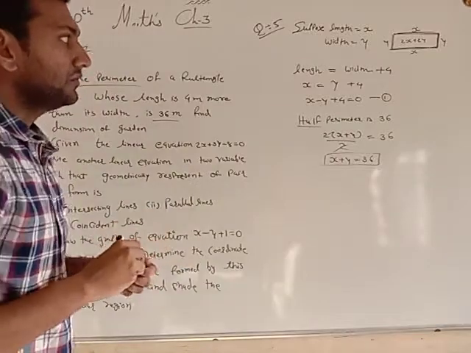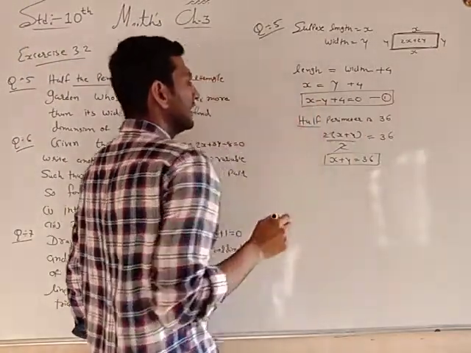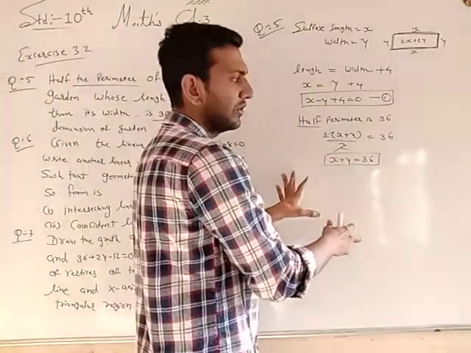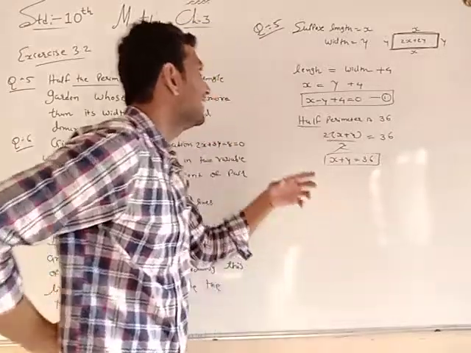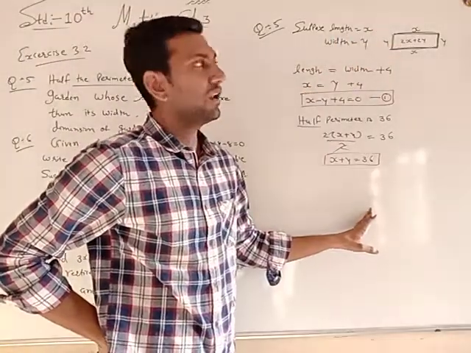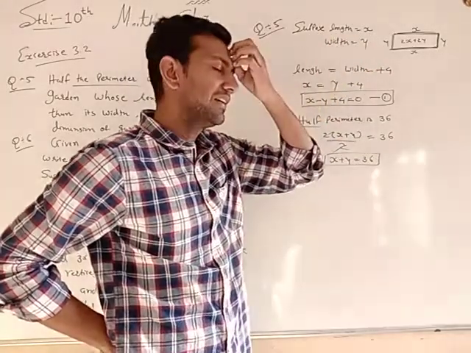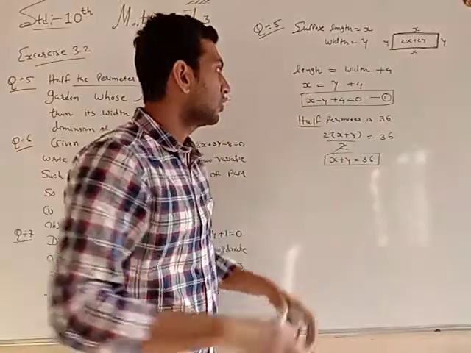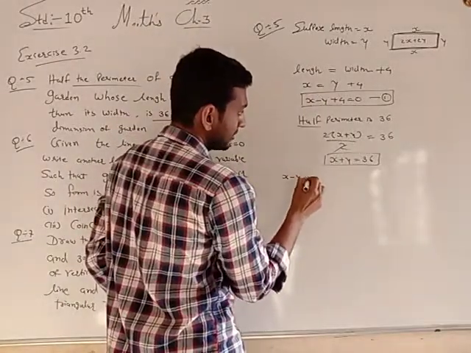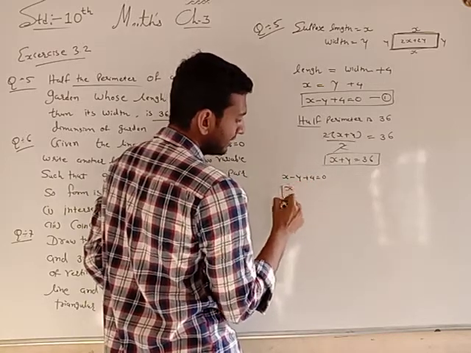Now, you got these two equations. Find the solutions and draw the graph. Whatever the value of x, it is your length, and whatever the value of y is your answer of width. So okay, first take the first equation, then make a table.